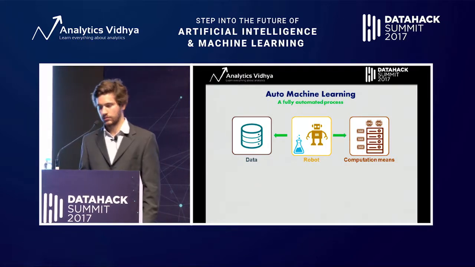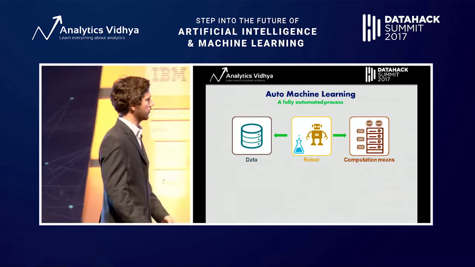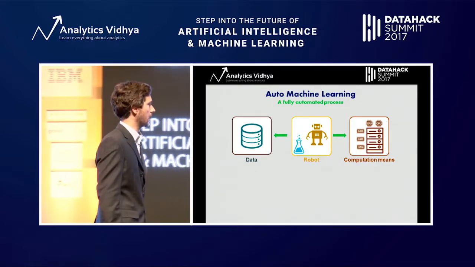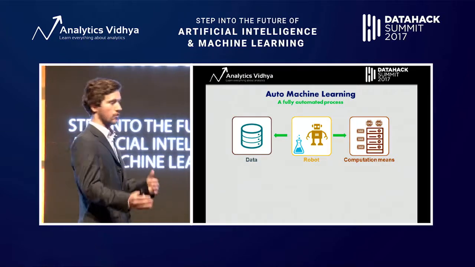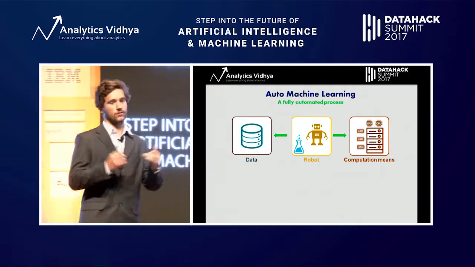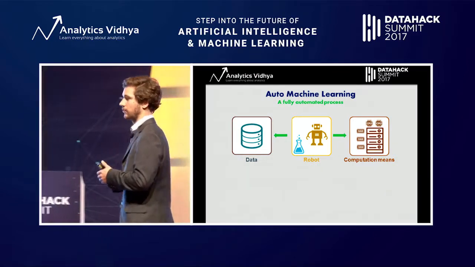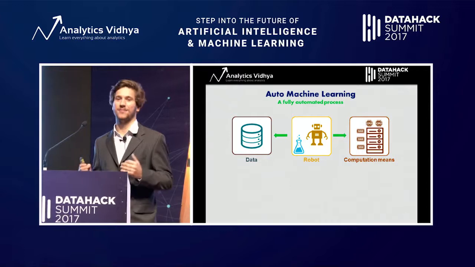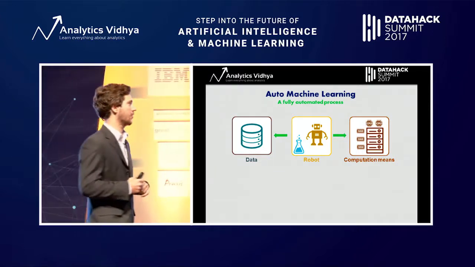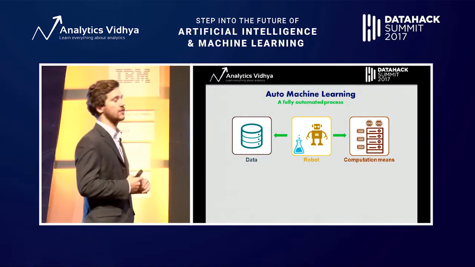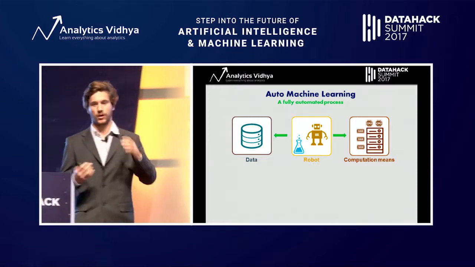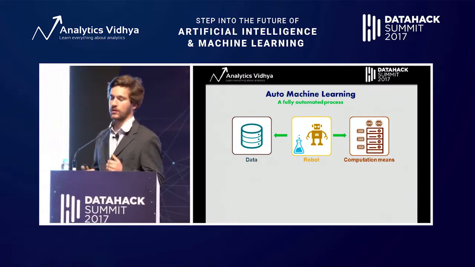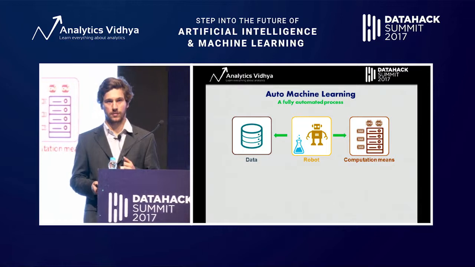Okay, so here is the point. Once we have replaced our data scientist with a robot, the robot can interact with the data and the computation means. But that's a simple way to see it. How can we have a fully automated process? That's the question. So we got the idea, okay? But how can we automate this pipeline?